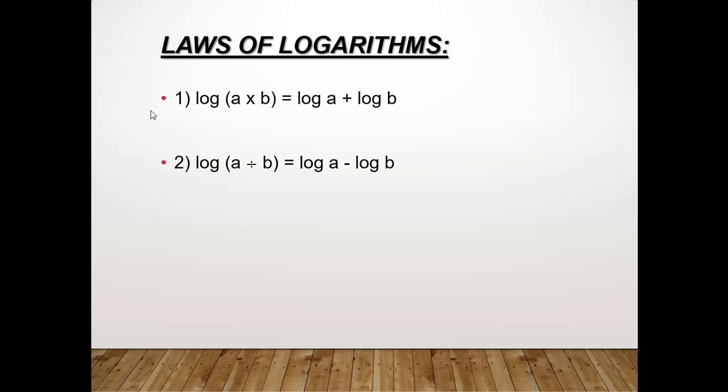The second law states that whenever we are asked to find out the log of any two values that are dividing with each other, first of all we have to follow the same procedure, that we have to find out the log of individual values, number one, and number two, we have to put the negative sign or the minus sign due to this division sign. This is the second law.